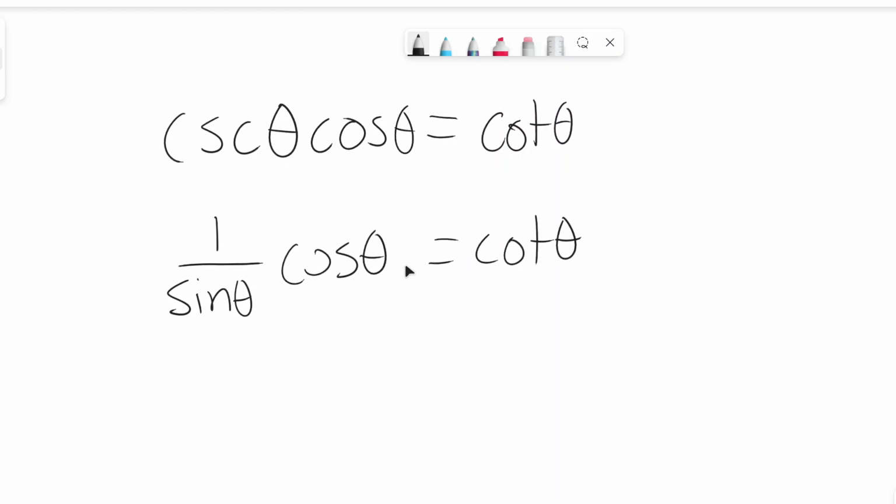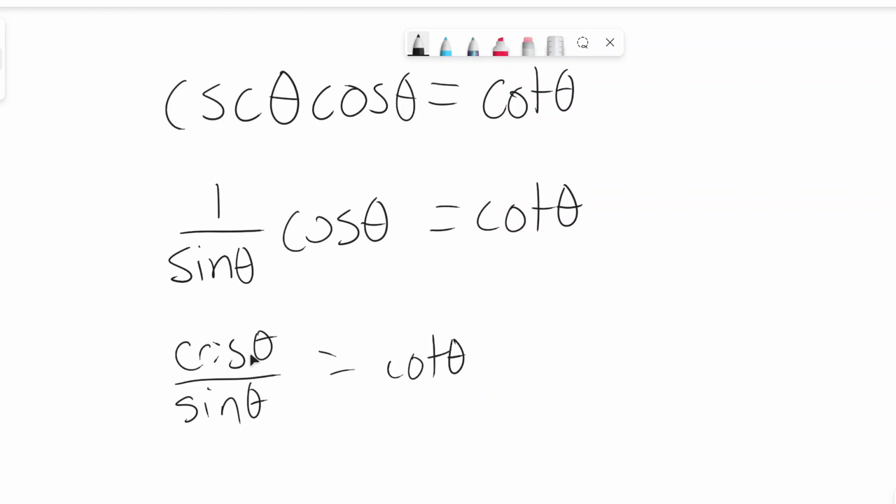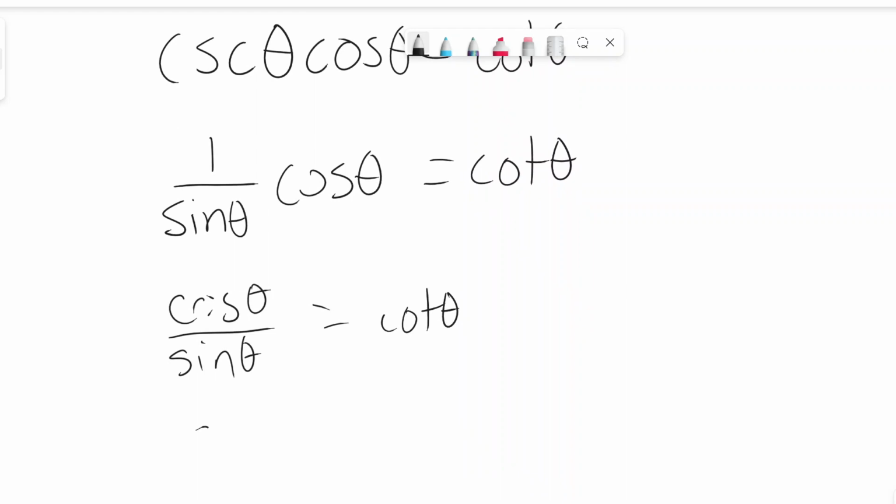Next, what I can do is multiply the left-hand side to get cosine theta over sine theta equals cotangent theta. Now, what I notice here is that cosine over sine is the same thing as cotangent, because we're basically saying x over y, aka adjacent over opposite. Thus, we can prove that cotangent theta equals cotangent theta.